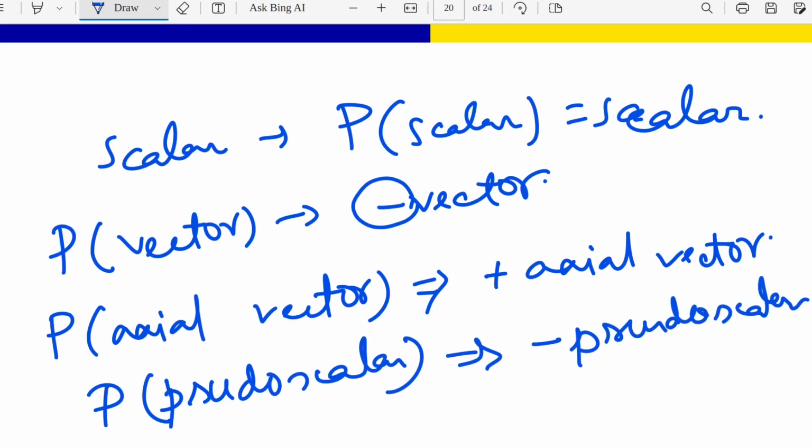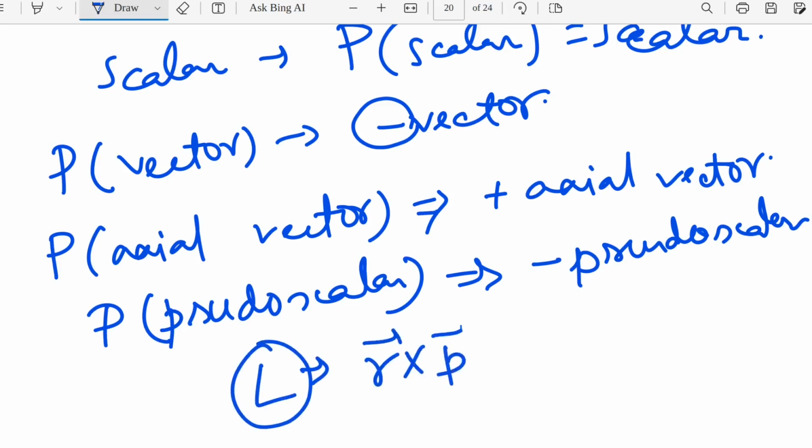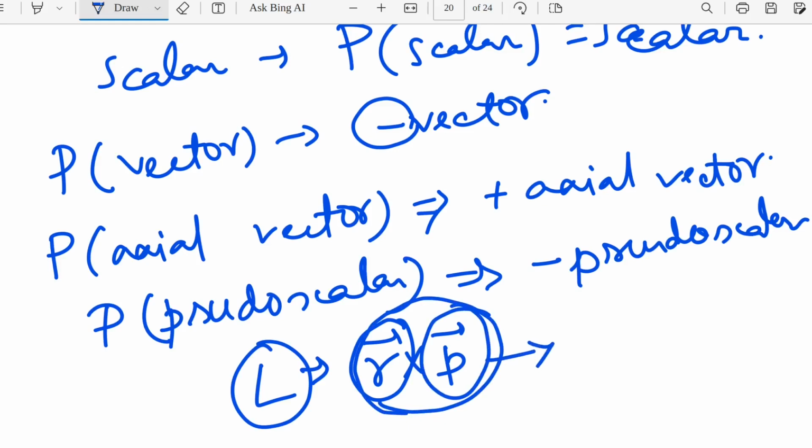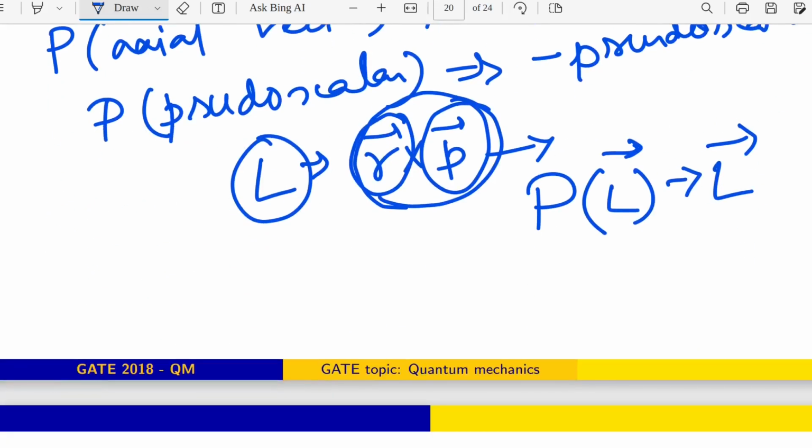So what is an axial vector here? You know vector, you know scalar. But what is an axial vector? An axial vector is nothing but L. L can be an axial vector. What is L? R cross P. You can see that R is a vector, P is also a vector. But when I write R cross P, then it is an axial vector. Why is it an axial vector? After applying P here, it will come as only L. It will not change its sign. How can it not change its sign?